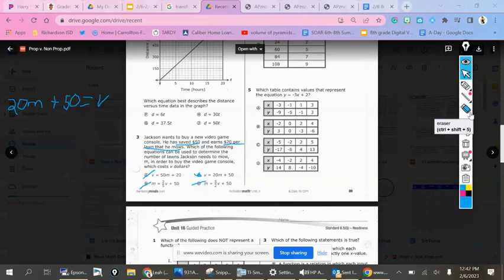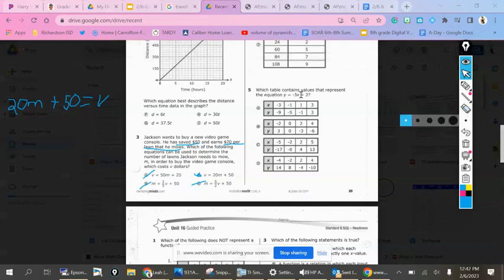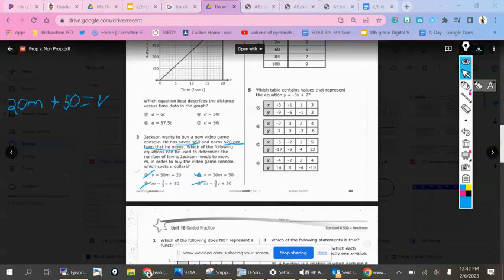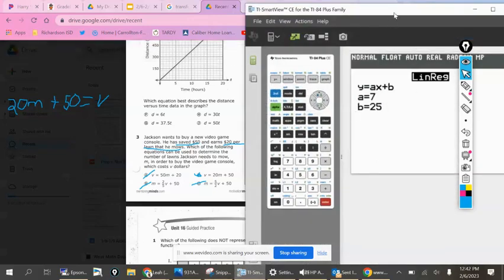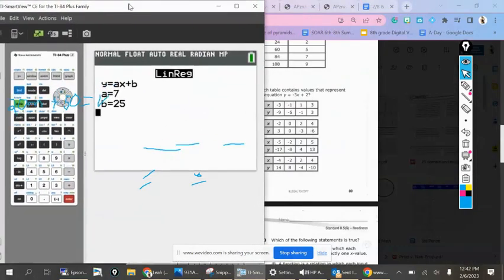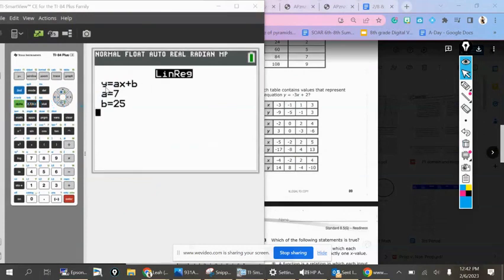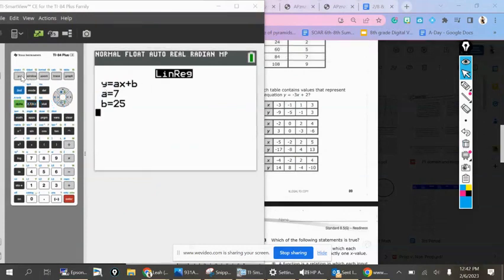Last one I'm going to do, and that's going to be this one over here. Which table contains the values that represent the equation? So here, I'm just going to get my calculator out again. And we're going to start with Y equals. So I'm going to trash this. I'm going to do Y equals.